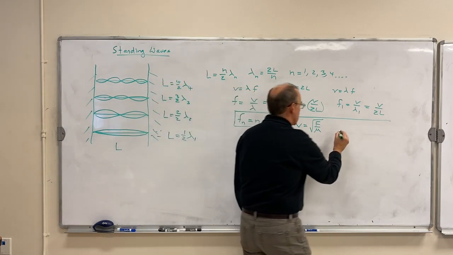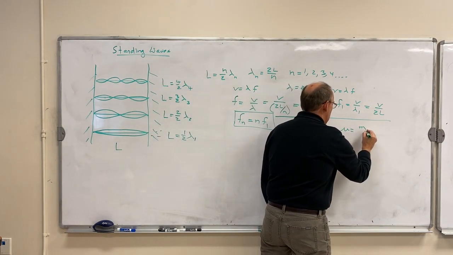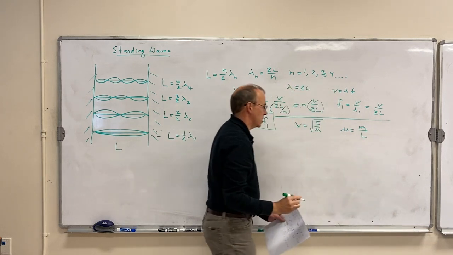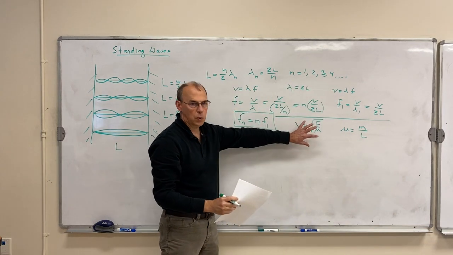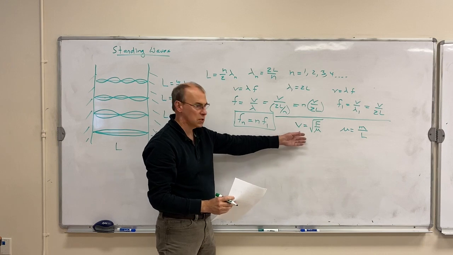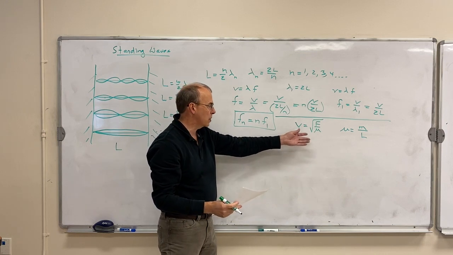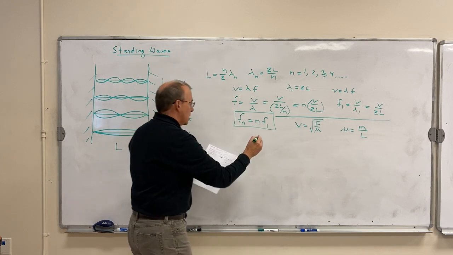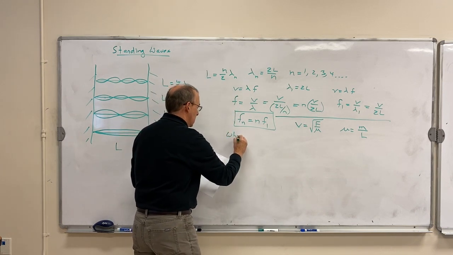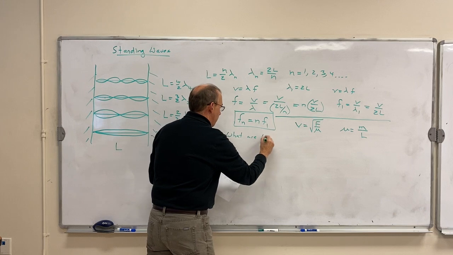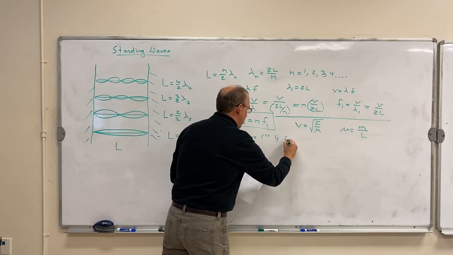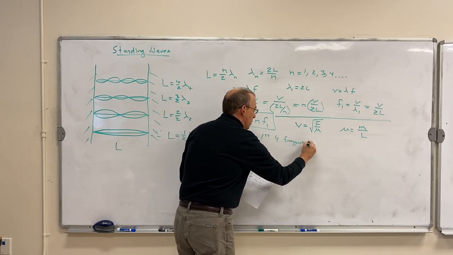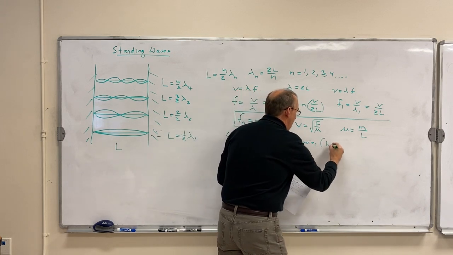The mass density of the string is the mass of the string over the length of the string. So this is not a super important formula. This is just something that tells us the velocity of a wave on a string in tension. So, for example, what are the first 4 frequencies? We actually call those the harmonics.